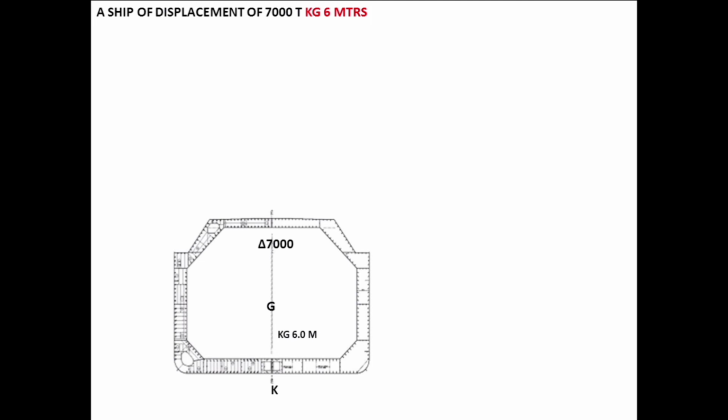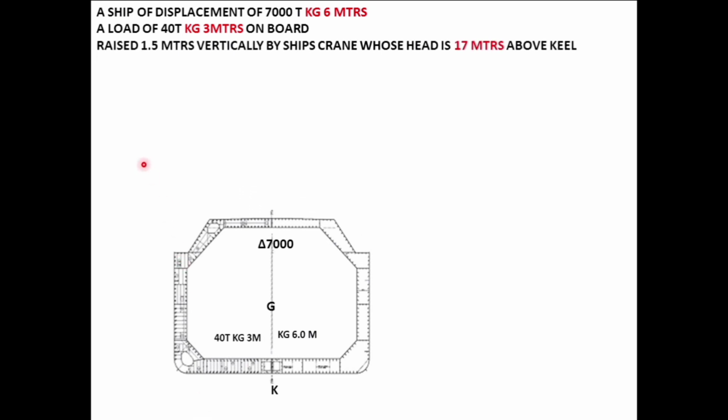Just an example here given to me that the ship has a displacement of so many tons and a KG of 6 meters. Now a load which is there, 40 tons, has a KG of 3 meters, and it's already on board. So let us consider that we have a weight here, and this KG, that is from keel to the weight, is 3 meters. Now it is raised 1.5 meters vertically by the ship's crane, whose head is 17 meters. So we have a crane whose head is 17 meters, and we are going to lift this weight, and it has been lifted 1.5 meters.